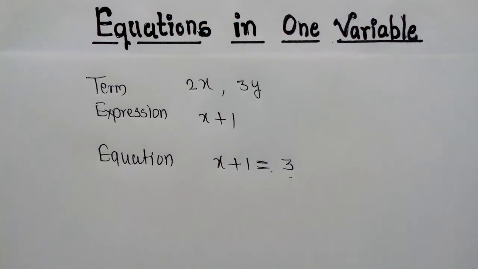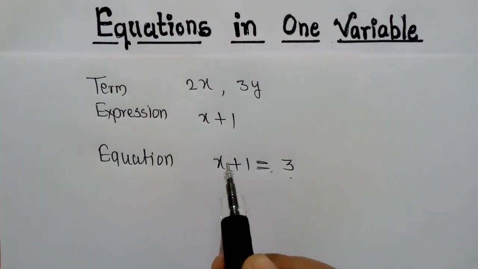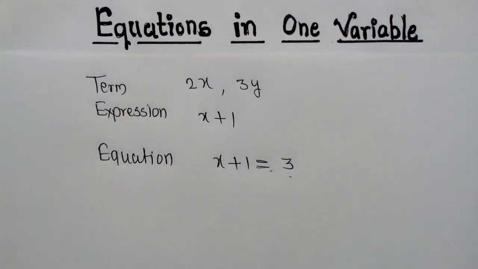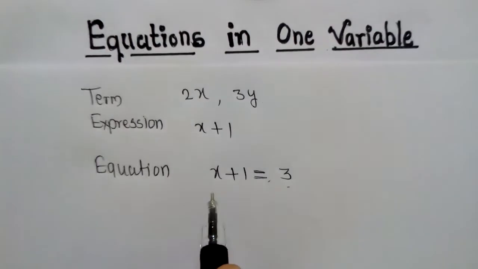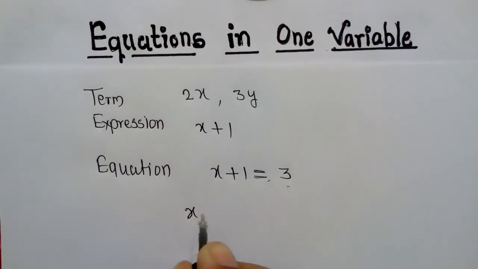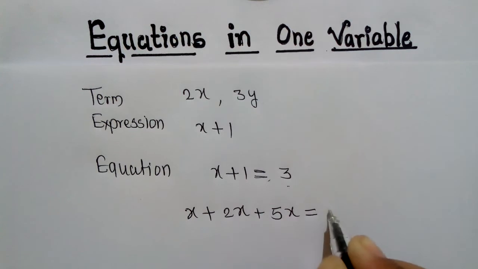And in a linear equation in one variable, we will see that in that equation the highest power, meaning whatever index is there for that variable, it should be 1. It should not be x square, y square or ab square or cube. So the index, or highest power, will be 1. That is a linear equation in one variable. This variable can come 2-3 times also, but the power will be only 1. Suppose x plus 2x plus or minus 5x is equal to 7, you can take. This is also an equation in one variable.